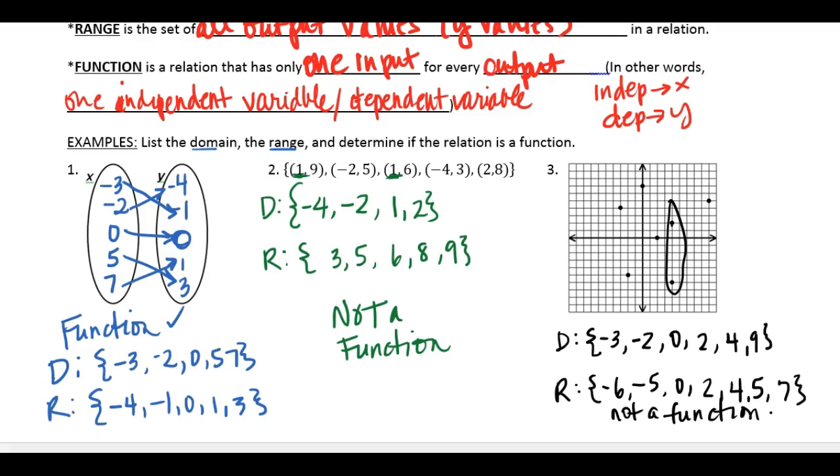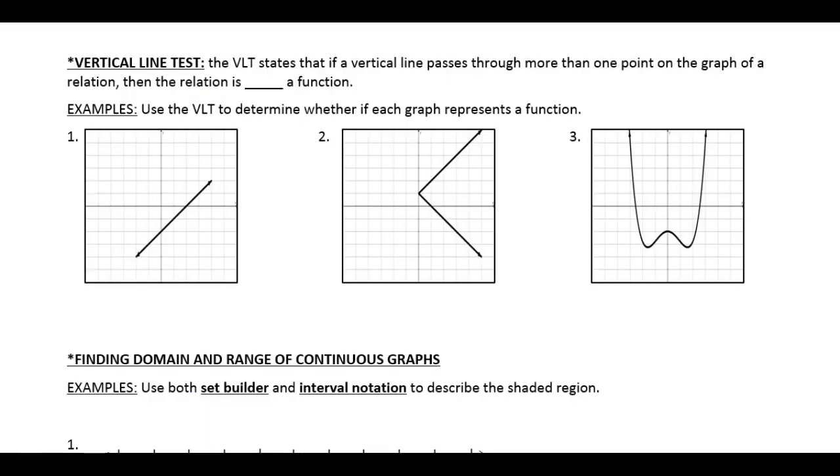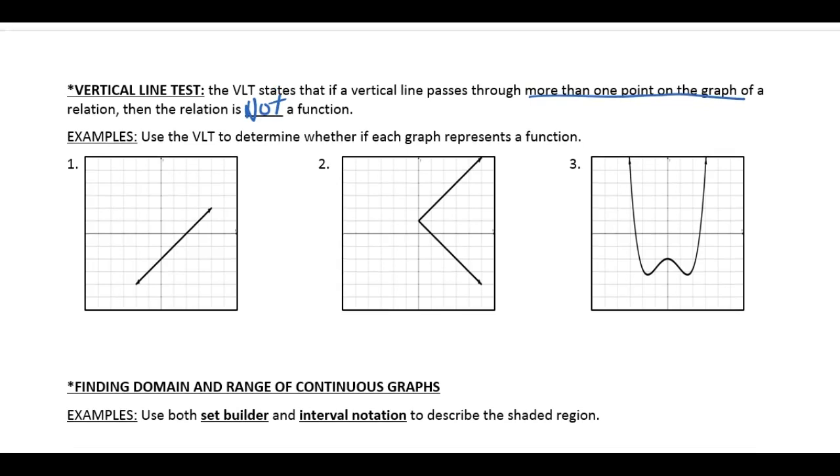All right, moving on. The vertical line test. It is a test that's real easy to use. The vertical line test states that if a vertical line passes through more than one point on the graph of a relation, then the relation is not a function.